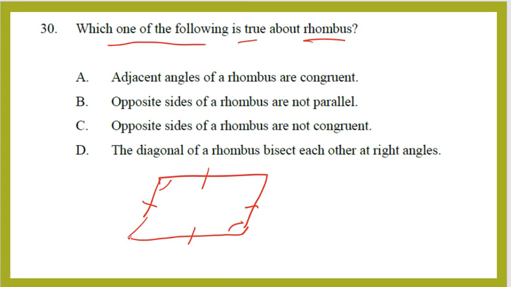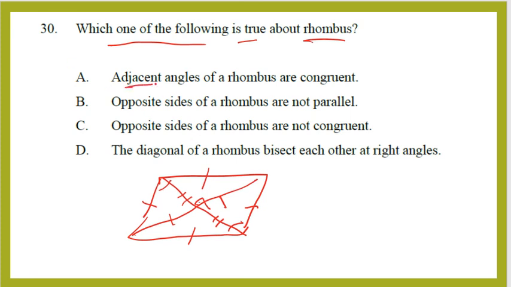And the other unique thing about a rhombus is the diagonals. This is one of the diagonals, and we will draw another diagonal here. They will bisect each other. Bisect means cut equally. Not only do they bisect, they will make 90 degrees. So they bisect perpendicularly, or they bisect at a right angle, we can say. So here is one of the diagonals, and they will make 90 degrees. So let us see the choices now.